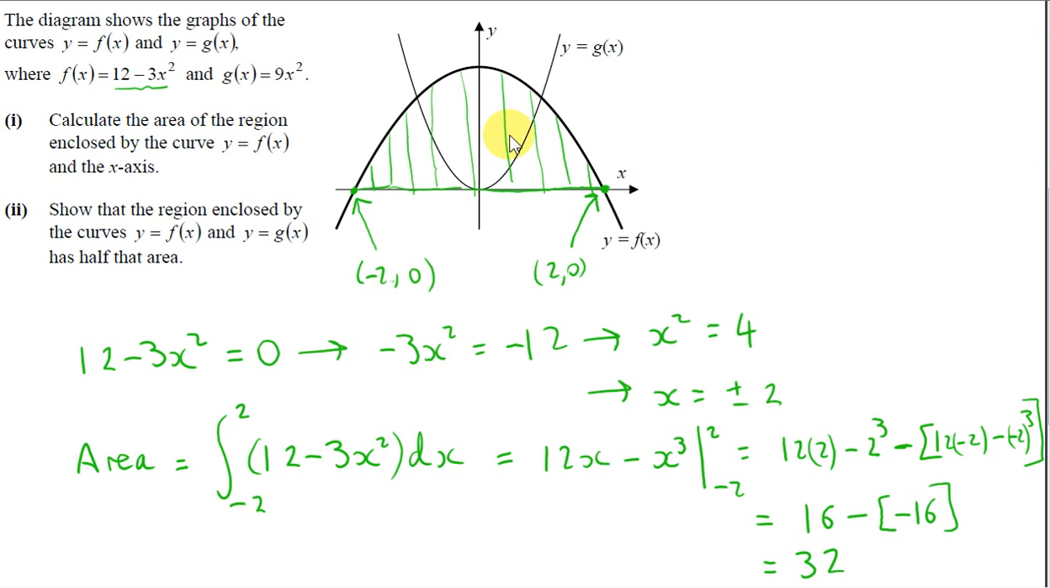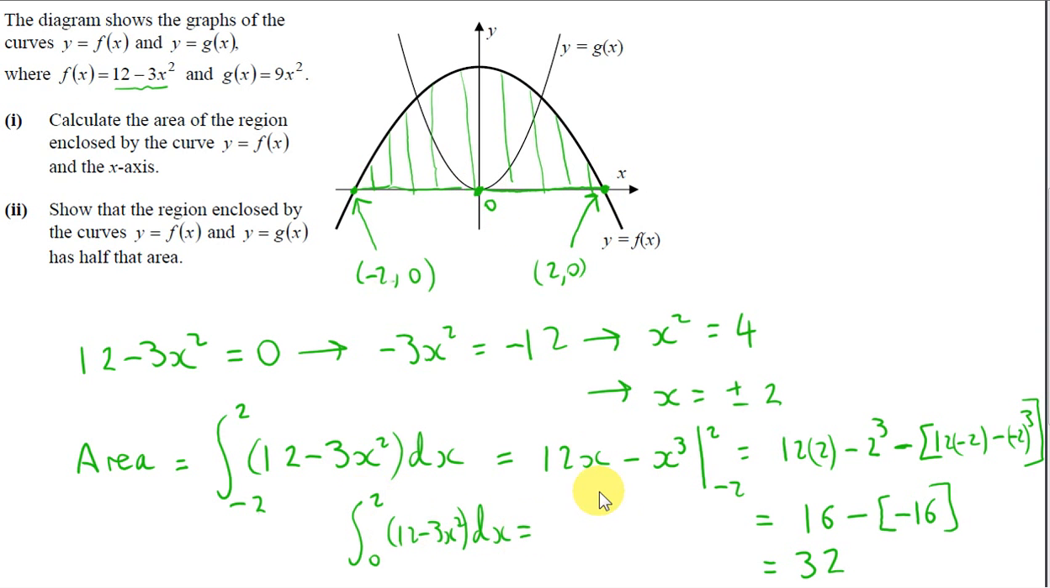Now we could have exploited a bit of symmetry to calculate this area. By symmetry, the area under the graph of f(x) from 0 to 2 is half the area under the graph from minus 2 to 2. So we could have just integrated from 0 to 2. And if we did that, things would be maybe slightly easier with the limits.